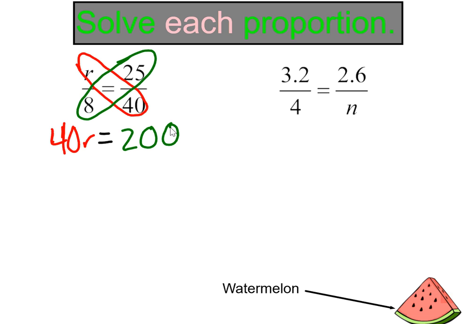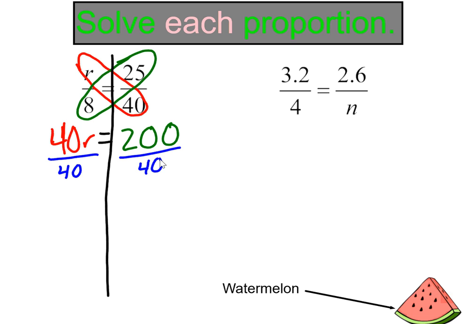Now, all I have to do is actually solve this thing out. So I'll draw a line right down my equal sign. And then I know that I have to divide both sides by 40. On the left side, I'm left with R. 200 divided by 40 is going to give me 5. So R has to be equal to 5.